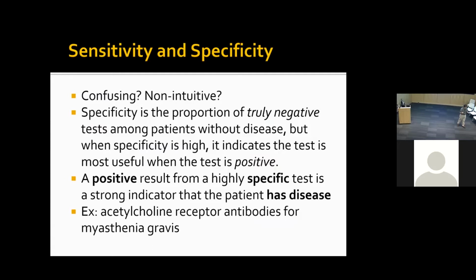Acetylcholine receptor, from my field, acetylcholine receptor antibodies for myasthenia gravis. If you have those antibodies, you have myasthenia gravis. You may not be manifesting any symptoms right now, but you have myasthenia gravis.